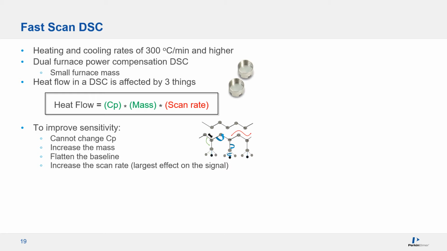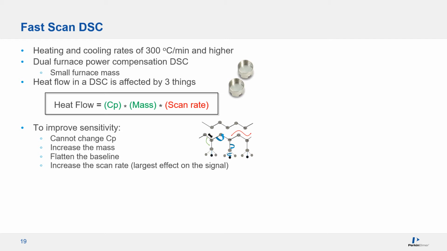We all know that the heat flow from the DSC is determined by three variables: Cp, sample mass, and scan rate. We want higher sensitivity. We want to be able to detect very weak transitions caused by, for example, the side chain movement. We cannot change the Cp because it's intrinsic to the sample. We can use bigger samples, but there is a limit, and you are also increasing the thermal lag across the sample. Of course, we can always try to make the baseline flatter, but there will be noise. So it seems increasing the scan rate is more practical, and it brings the largest improvement on the signal.